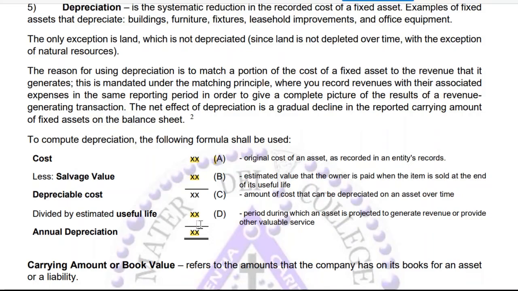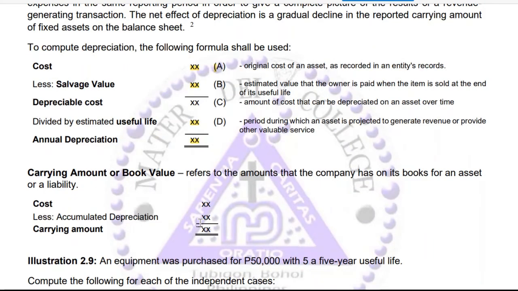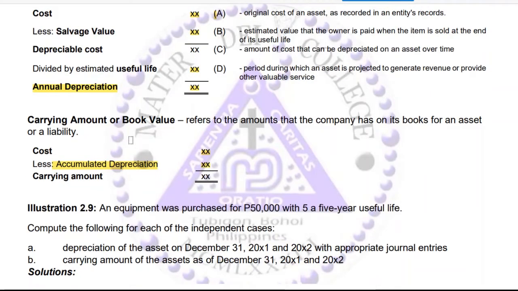And then the carrying amount is equivalent to the cost minus the accumulated depreciation. How does accumulated depreciation differ from the annual depreciation? Annual depreciation is per year. But if you're going to sum up all of the recognized depreciation throughout the years that the asset was used, year 1, year 2, year 3, and so on, up to the year it has been used, that is your accumulated depreciation.